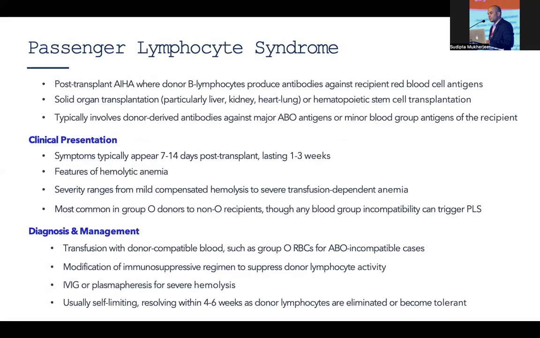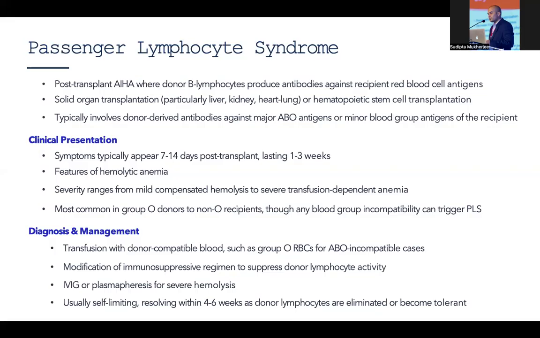There's another interesting etiology of autoimmune hemolytic anemia, which is called passenger lymphocyte syndrome. It happens in post-transplant patients where the donor B lymphocytes produce autoantibody against recipient red cell antigens. It can happen after solid organ transplants like liver, kidney, or heart-lung, or it can happen in hematopoietic stem cell transplant also. It typically involves donor-derived antibodies against major ABO antigen or minor blood group antigens of the recipient.